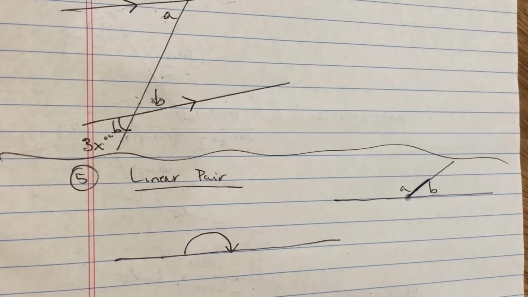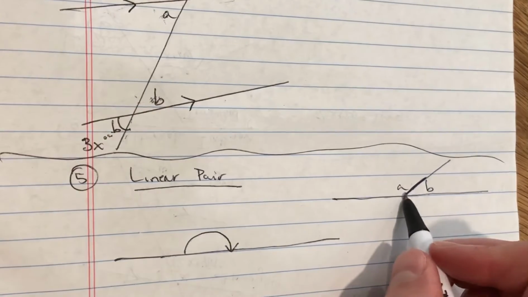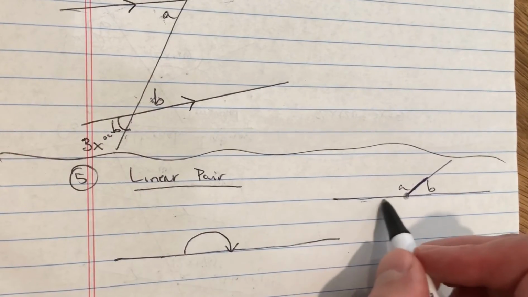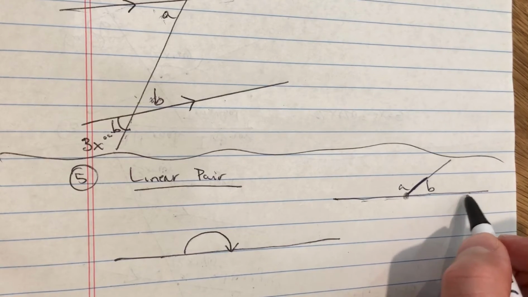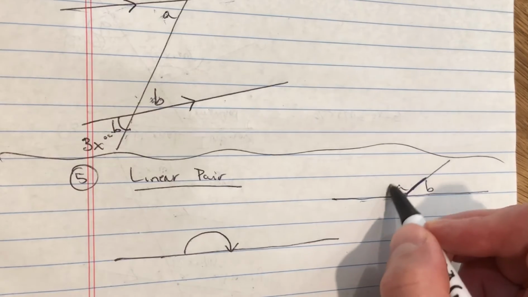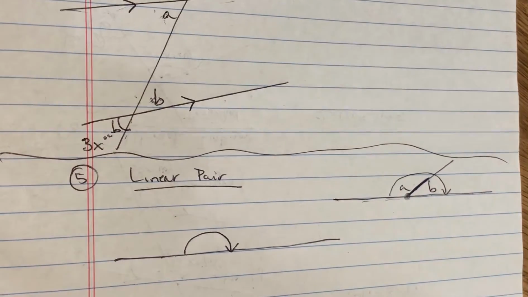So to identify a linear pair, they share a vertex, they share a side, and collectively when you put them together, they make a straight line segment array. Collectively, we would call them a linear pair. And going all the way across, they'd have to add up to 180 degrees.